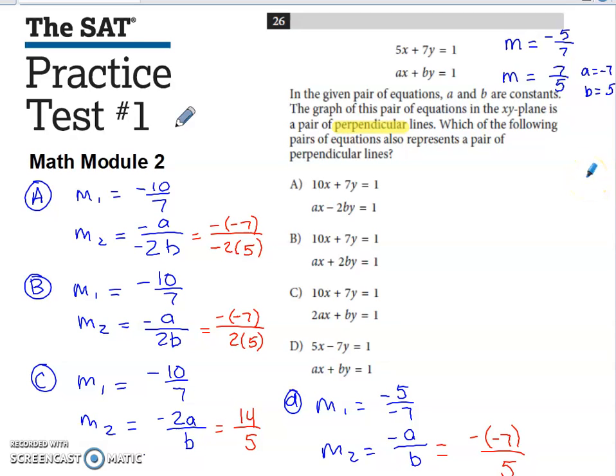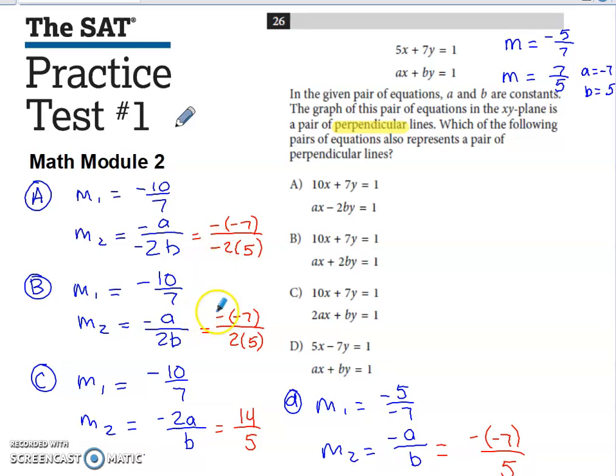Okay, now look at the answer options. We're going to have to go through the same sort of sequence with each of them. So what is the slope of this first line? Subtract 10x, divide by 7. You're going to have negative 10 over 7. Do that with this second line. Subtract ax, divide by negative 2b. This would be the slope of that second line. Now put in the value of a and the value of b that we identified back here. This is going to be a positive divided by a negative. A positive divided by a negative is going to be a negative answer, and a negative slope and a negative slope have no chance at being perpendicular to one another.